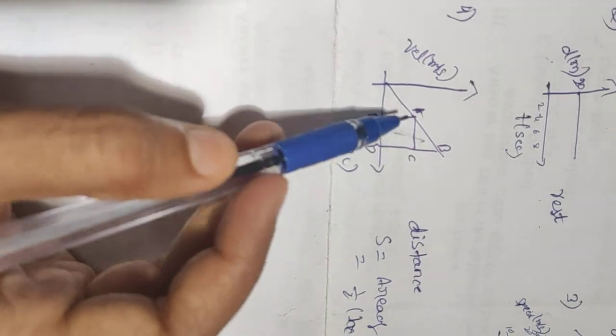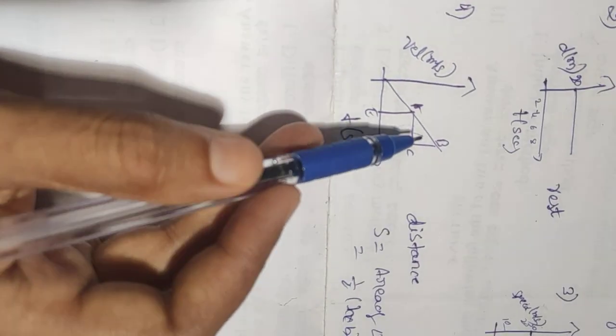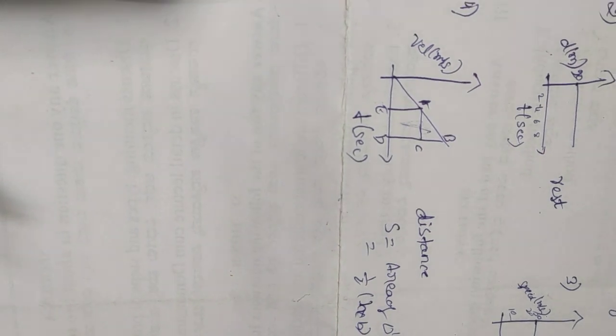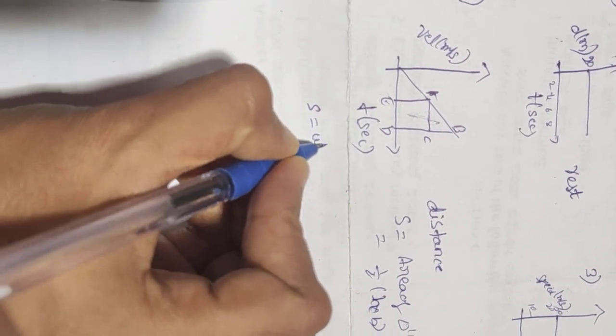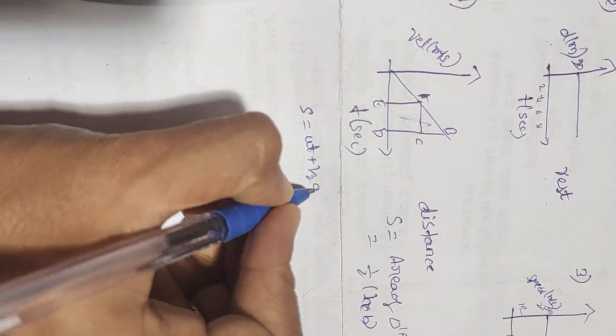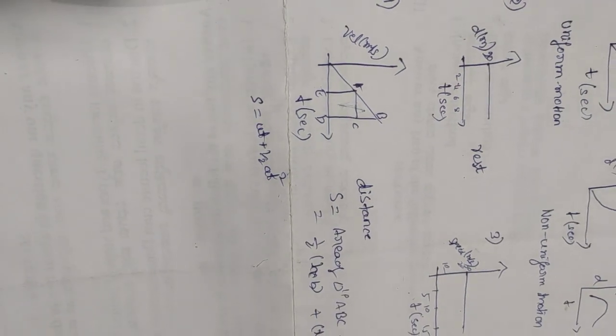When a velocity-time graph is given, the area occupied shows us the distance. So while solving the equation S is equal to ut plus half at square, in this equation also we used the same formula, the same graph. By using this graph we can find out the distance traveled by an object.